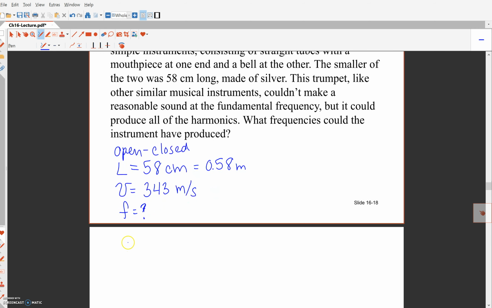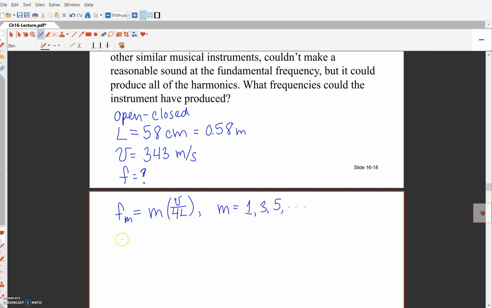Well, using the expression for the frequency of an open-closed tube, the general equation is, for mode m, the frequency is m times v over 4L. And let's remember that m is equal to 1, 3, 5, and so on. So the fundamental frequency, f1, is equal to 1 times 343 meters per second divided by 4 times 0.58 meters.